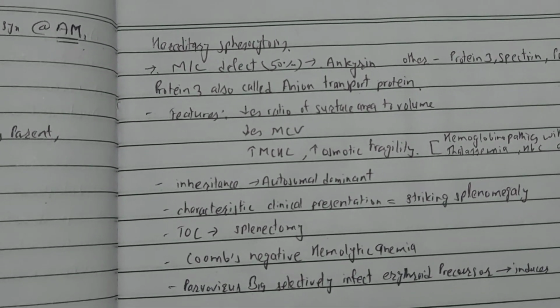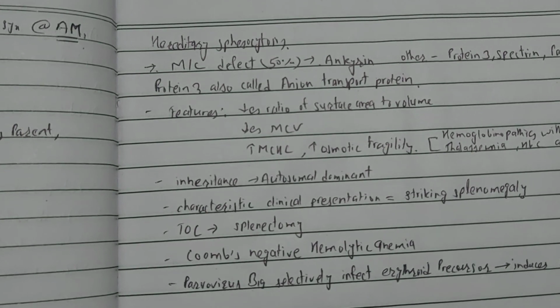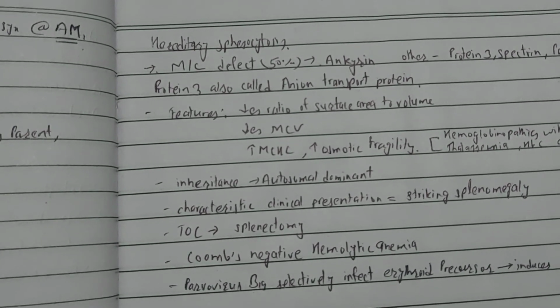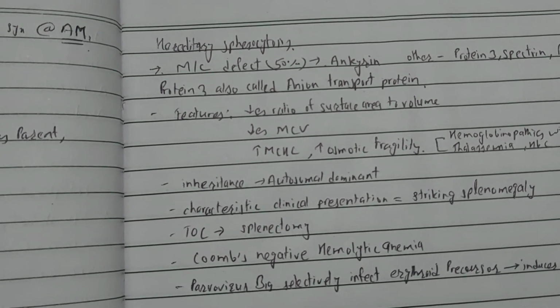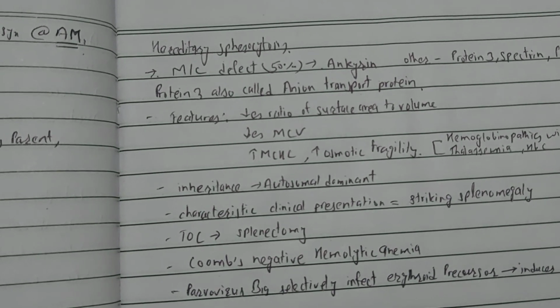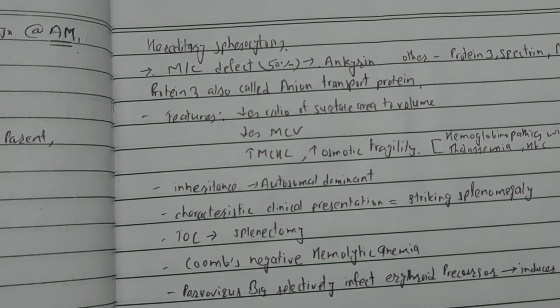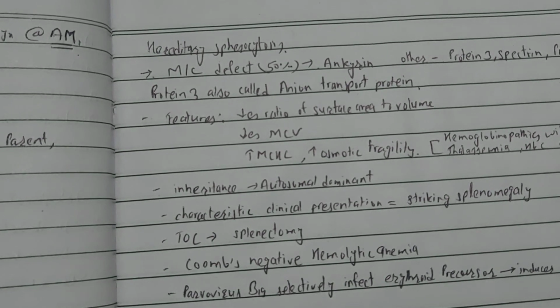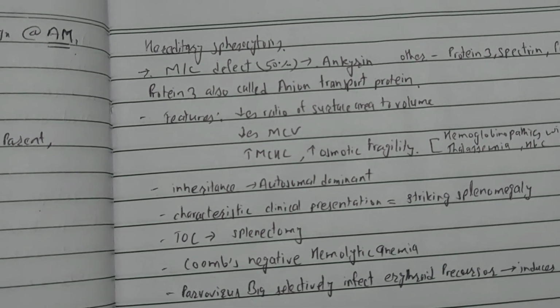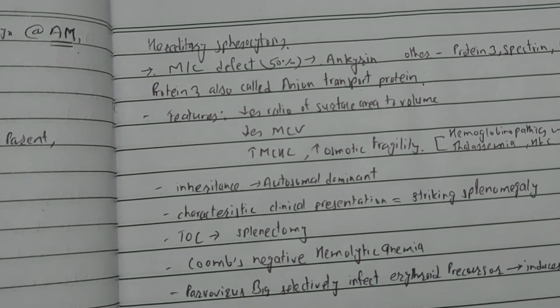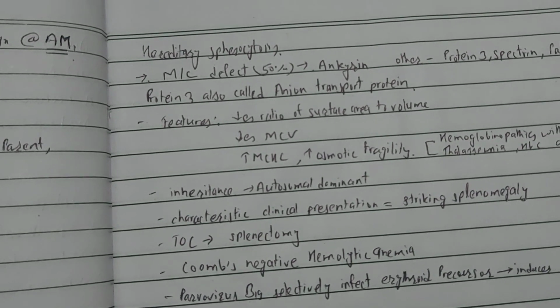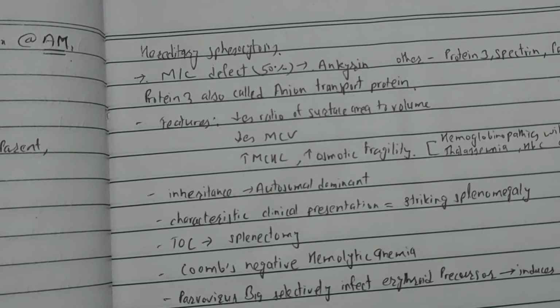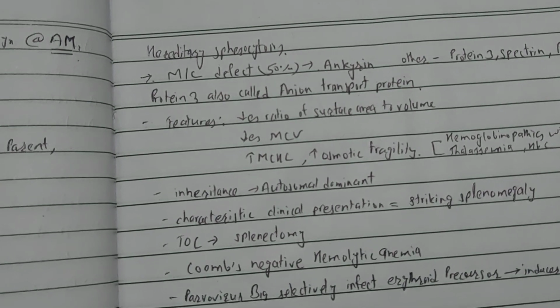And on the laboratory findings, you will find decreased mean fluorescence of the RBCs in the eosin-5-maleimide binding test, and increased fragility in the osmotic fragility test. There is a normal to decreased mean corpuscular volume with abundance of spherocytes.